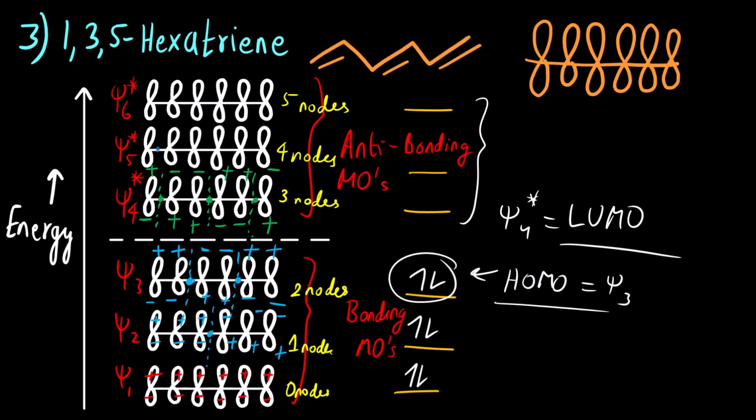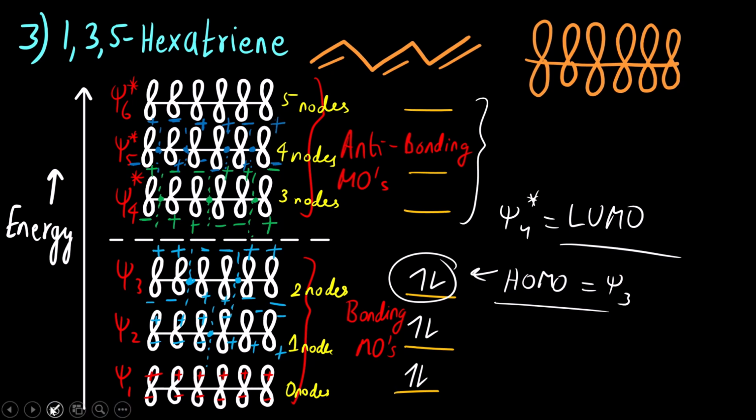Now 4 nodes, so 1, 2, 3 and 4, like this. How do you fill the signs? Plus, minus, a node is present, so change the sign, minus, plus, again a node is present, change the sign, plus, minus, then no node, so it will be the same, plus, minus, and for the fifth one, again a node is present, so change the sign, and the last one, again a node is present, so change the sign, plus and minus.